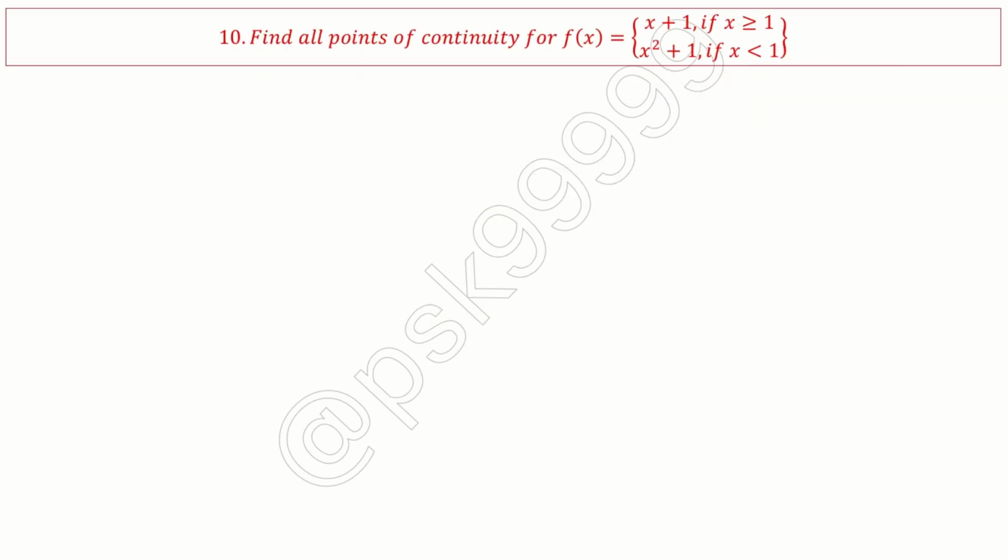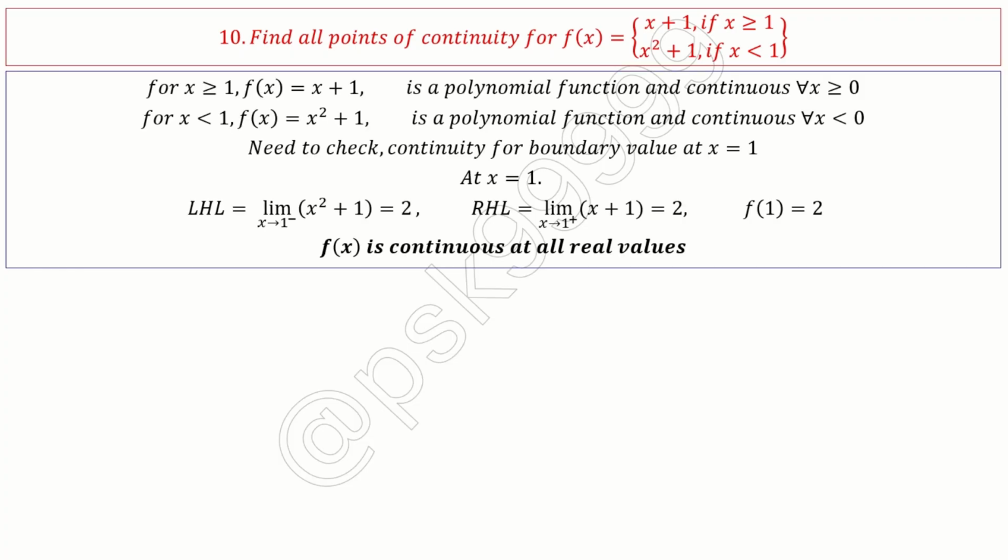Next. Okay. Find all the points of continuity for f of x, which is defined as given here. So the only point of contention will be at x equal to 1. For the rest, we know that both are polynomials, so they are continuous. Correct.